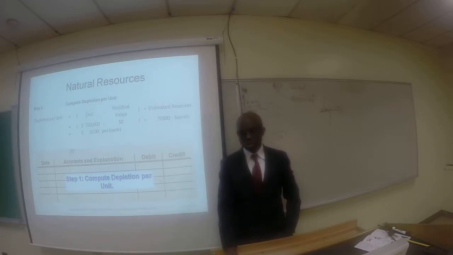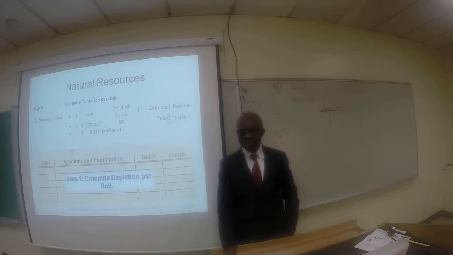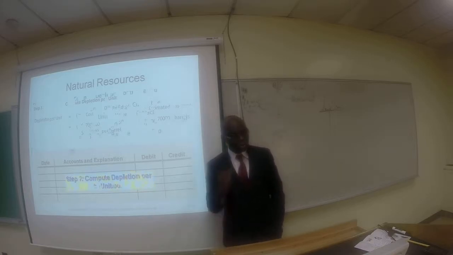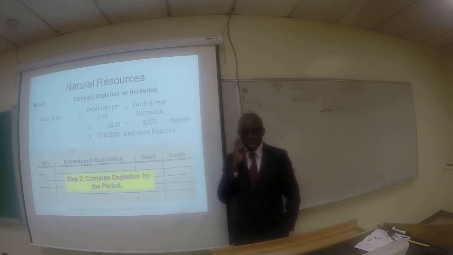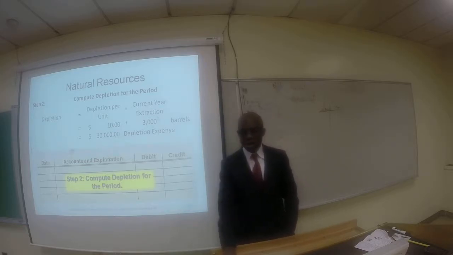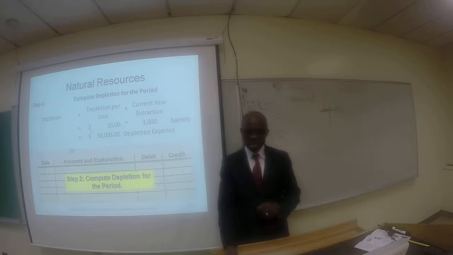Just like the units of production method, we subtract the residual value from the cost. In this case, the residual value is 0, and we divide by the estimated reserve. So 700,000 minus 0 gives you $700,000, divided by 70,000 barrels, and that gives you $10 per barrel. So we are going to compute our depletion based on the number of barrels extracted for that particular year. In this current year, we extracted 3,000 barrels multiplied by $10 depletion per unit, and that gives us $30,000 depletion expense for that year.